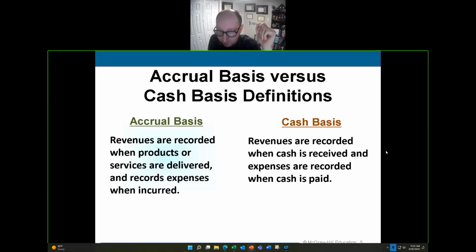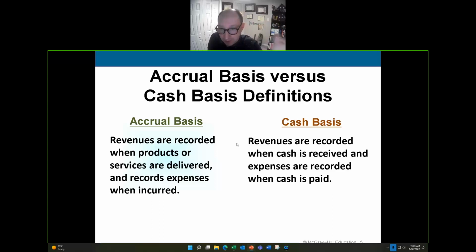Cash-based accounting is easier, but accrual-based accounting is what's generally accepted. And the way I want you to also think about how to select one or the other is think about how your customer pays. If your customer is going to pay you later, use accrual-based accounting. If your customer is going to pay you right now with cash, use cash-based accounting.